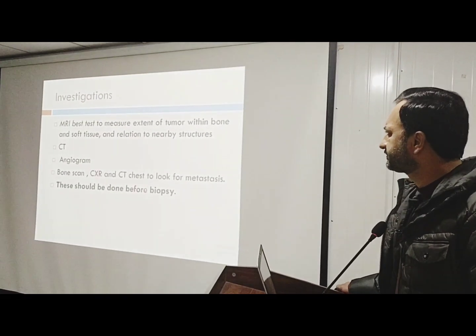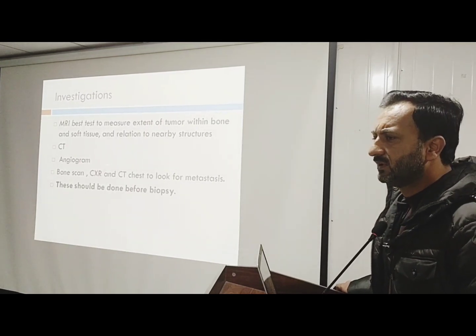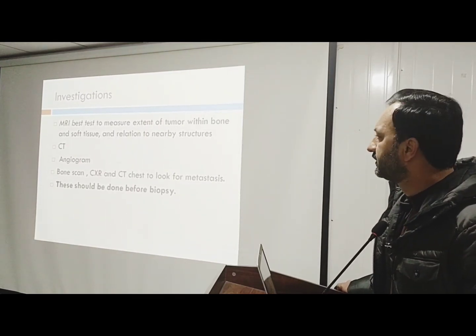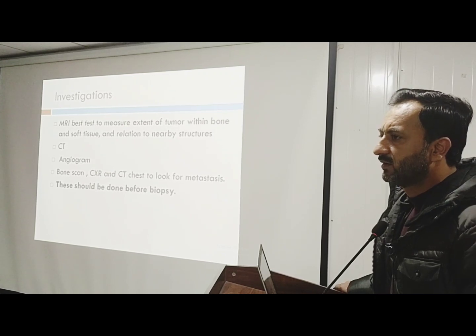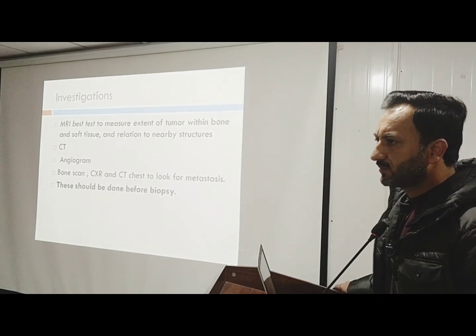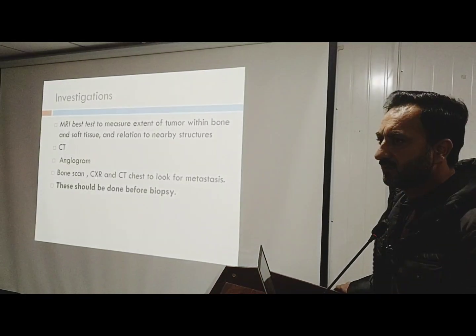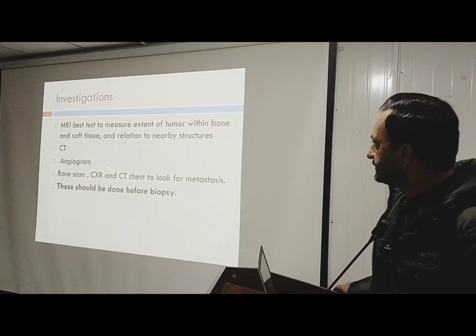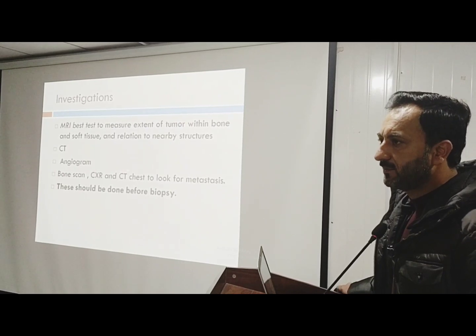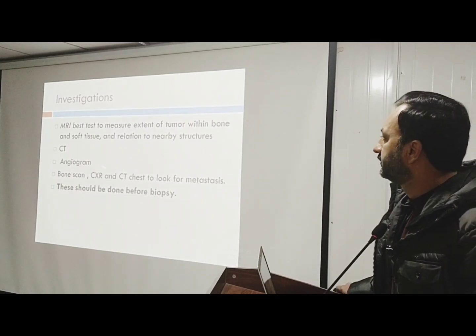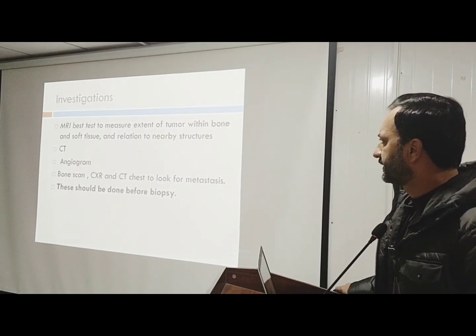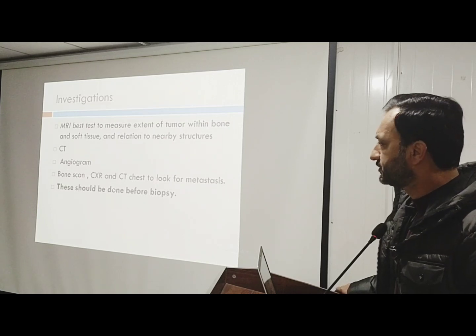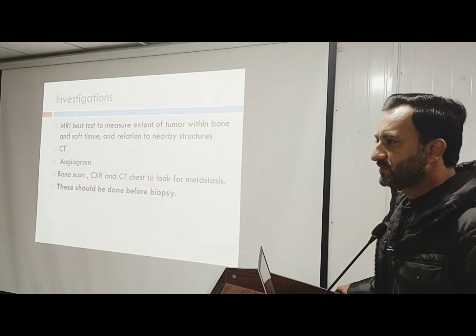MRI shows the extent of the tumor within the bone, skip lesions, and soft tissue extension. CT chest, angiogram for the vascular involvement, bone scan for the extent of the disease in the other bones, chest X-ray for mets workup. All these X-rays, MRI, labs and angiogram, plus or minus bone scan, chest X-ray, CT scan chest, should be done before biopsy.